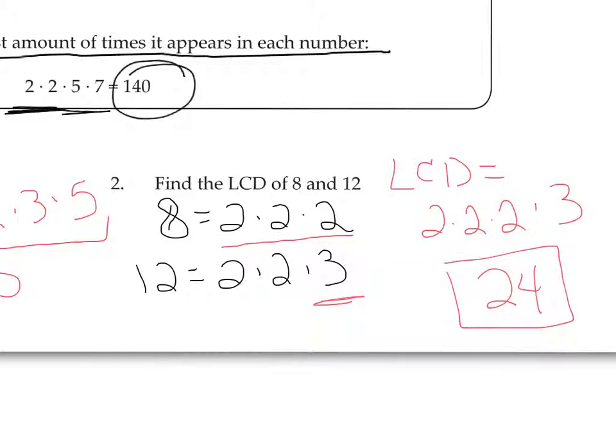The least common denominator. Now, if you know your multiplication facts, you probably already knew the smallest number that 8 and 12 both divide into evenly is 24. So you don't always have to do this. If you know multiplication really well, you can do this mentally sometimes. But if you get stuck with numbers that you don't know, then this is a way to break it down and do it on paper.